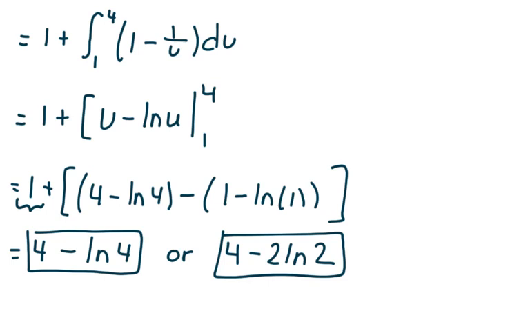And so when I simplify, I'm going to get 4 minus natural log of 4, because this one will cancel off this one, and the natural log of 1 is 0. Or you can write this as 4 minus 2 times the natural log of 2. So it just depends on what your instructor wants.